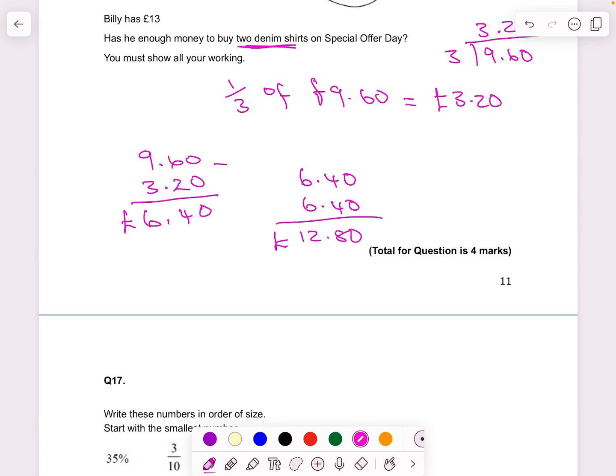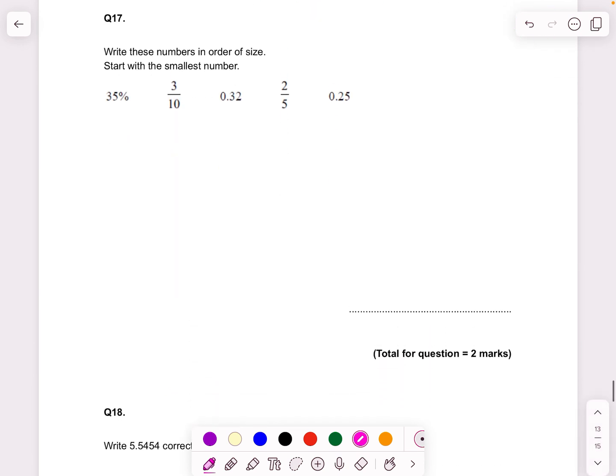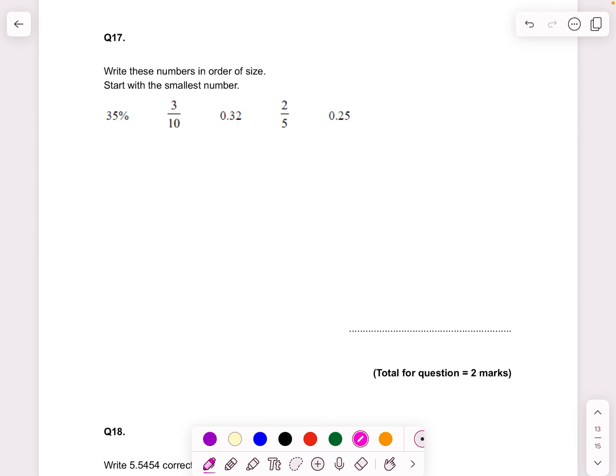He has £13, so yes, he has enough. So yes, he has enough money. Oh, sorry, I can't spell. Enough money. Okay. Right, we're almost there.